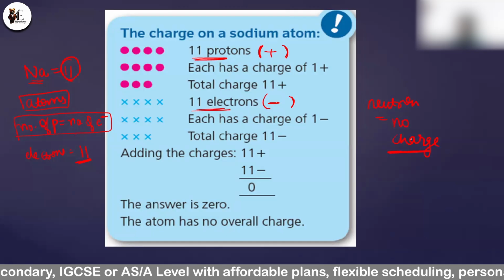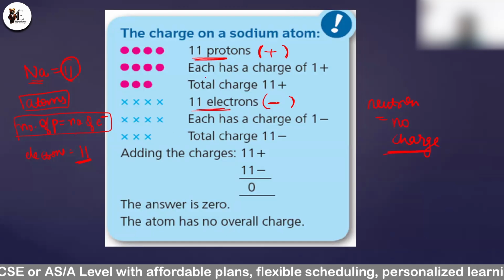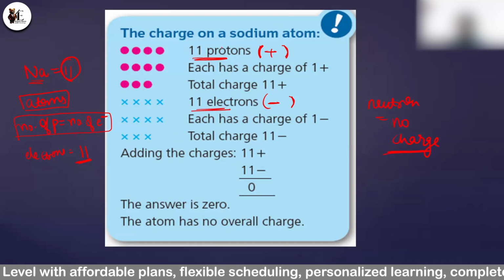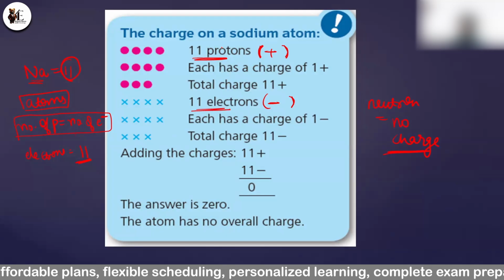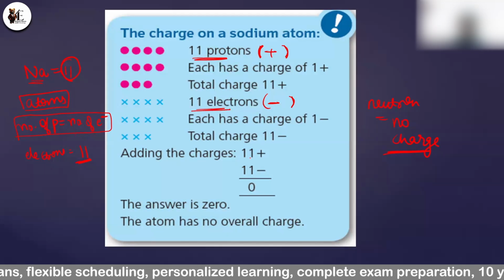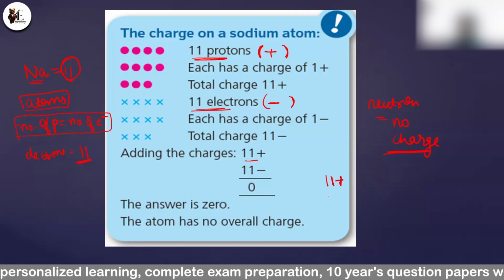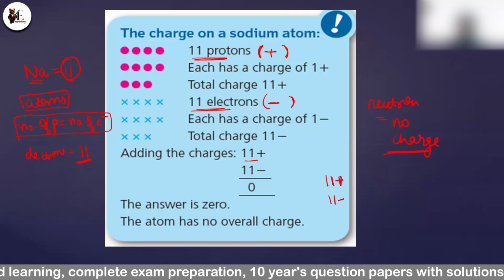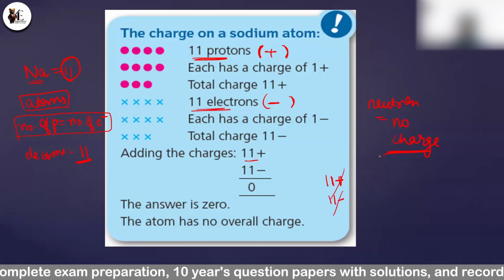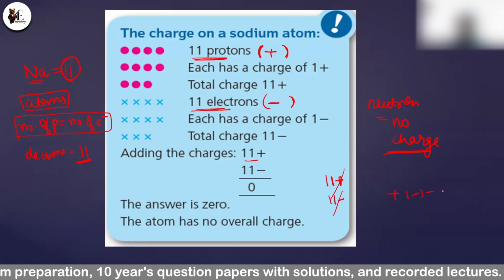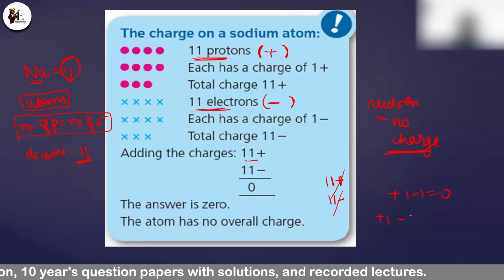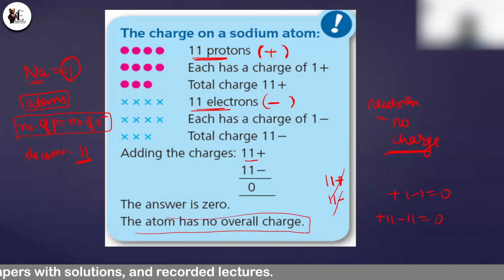Write it down in your notebook so that you won't forget. So if you have 11 positive charges and 11 negative charges, in total they will cancel out. If you add the charge, 11 plus and 11 minus, overall they cancel out each other. For example, plus 1 minus 1 is equal to 0, right? Similarly, 11 minus 11 is equal to 0. So the atom has no overall charge. That's why you write sodium atom only as Na, with no positive charge and no negative charge.